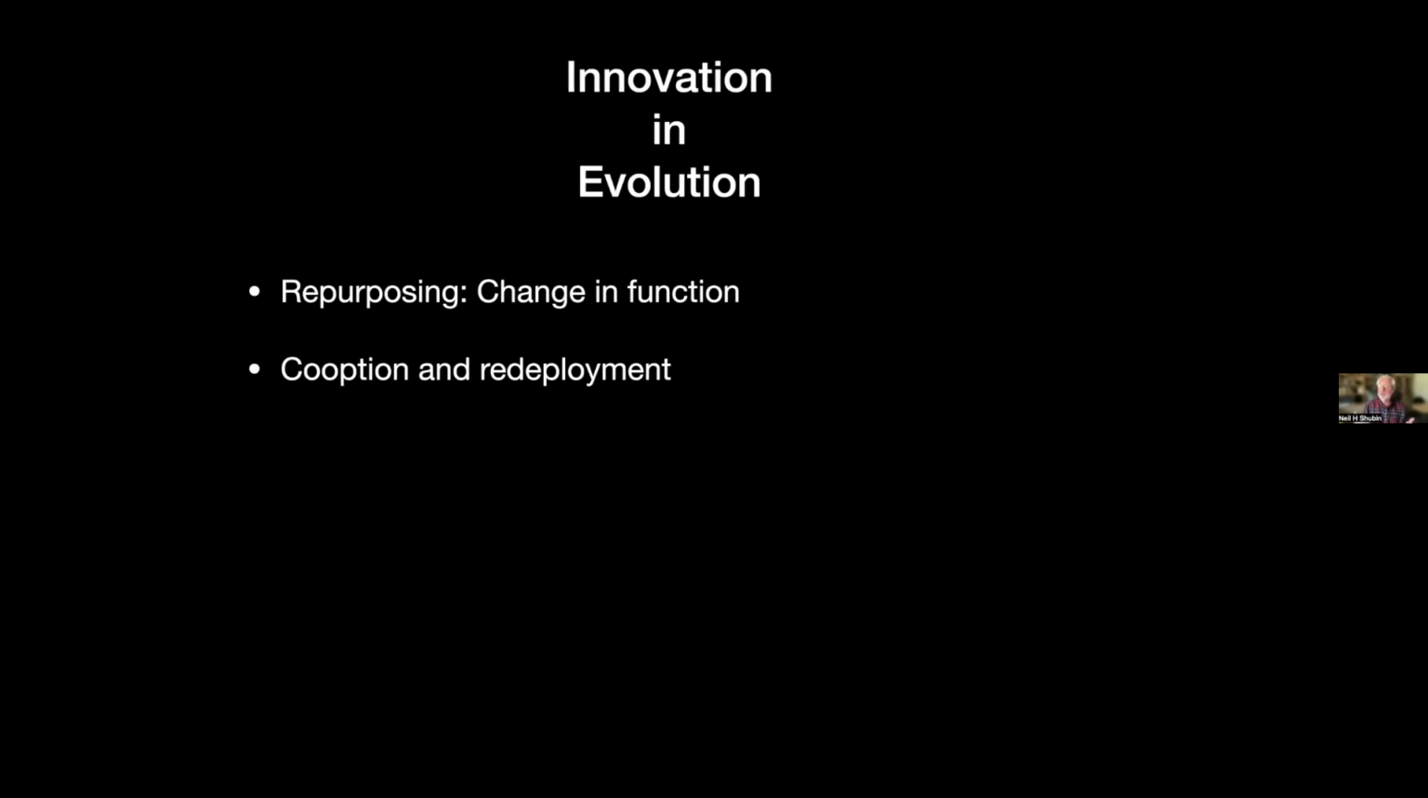So this is all how you build new stuff, right? It's not always that a new structure appears. That's kind of what we naively think. It's not the case at all. You're using old stuff in new ways. Repurposing is one way, co-option and redeployment is another. Let me give you a couple examples of that. And this is more developmental, but I think it outlines an important and kind of cool point.